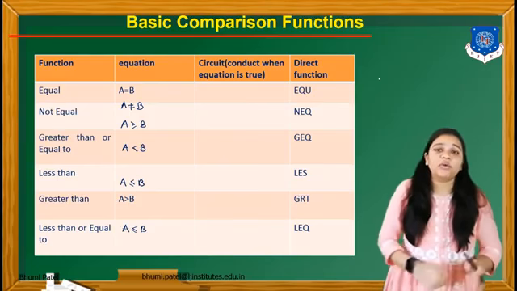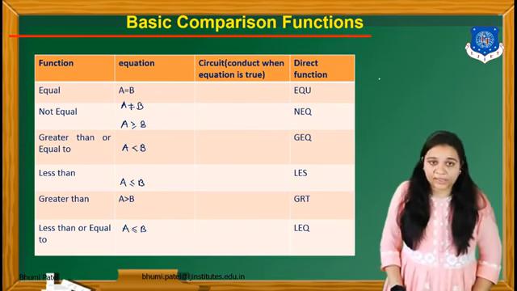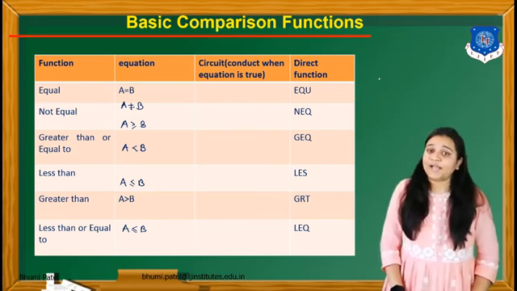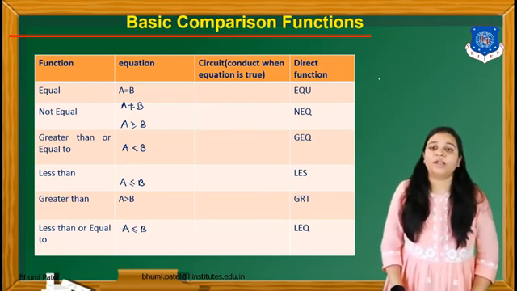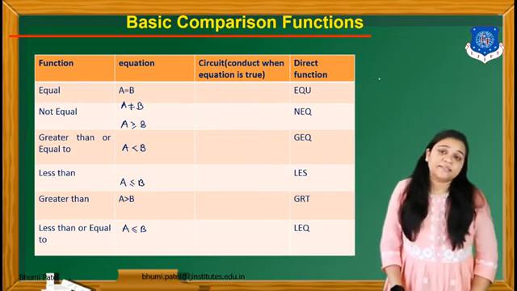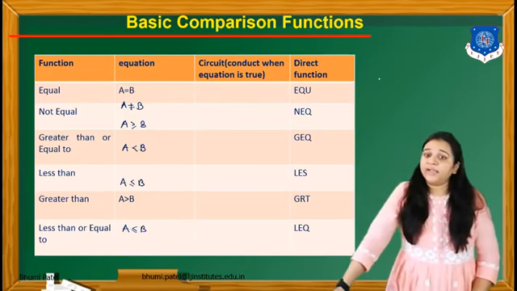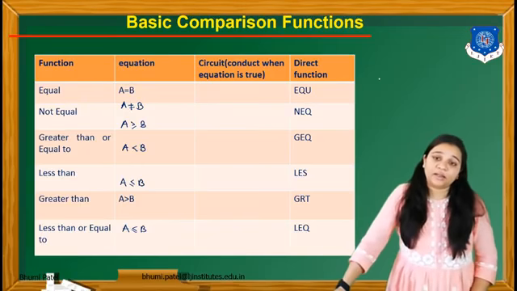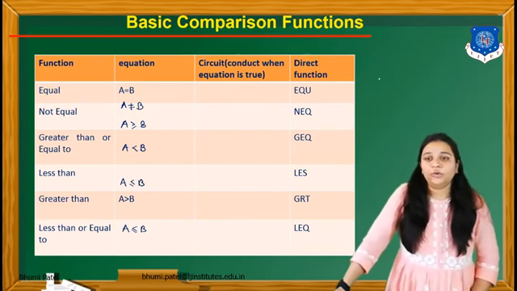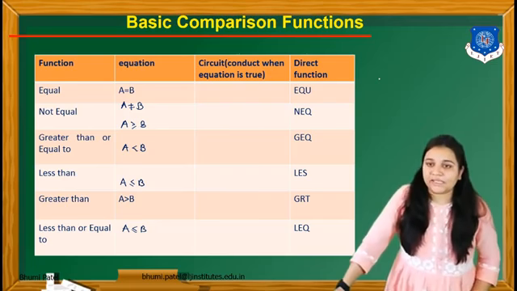Now NEQ is the direct function for not equal. GEQ is the direct function for greater than or equal to. LES is the direct function for less than. GRT is the direct function for greater than, and LEQ is the direct function for less than or equal to.